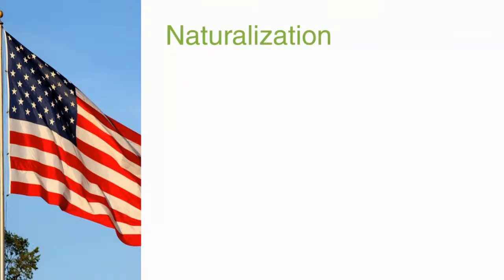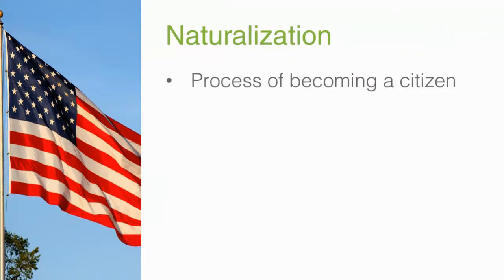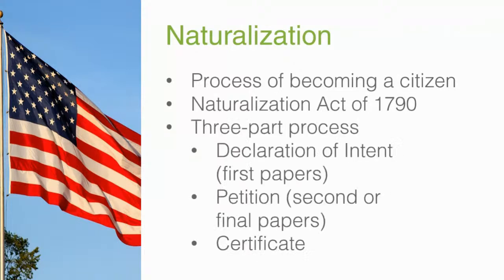Next, we'll talk about naturalization, because naturalization, we've mentioned it a few times. Naturalization is the process of becoming a citizen of the United States. We first had people naturalized, or it was mandated, under the Naturalization Act of 1790. And there's a three-part process. You start by filing a declaration of intent, then a petition, and then a certificate.